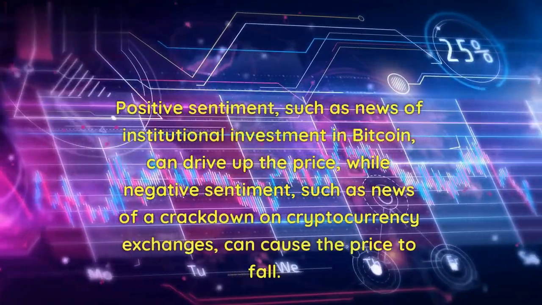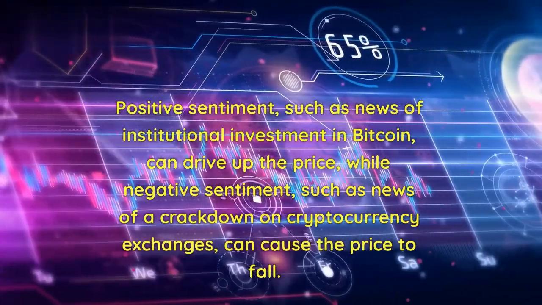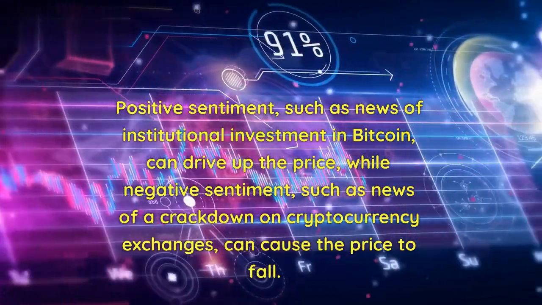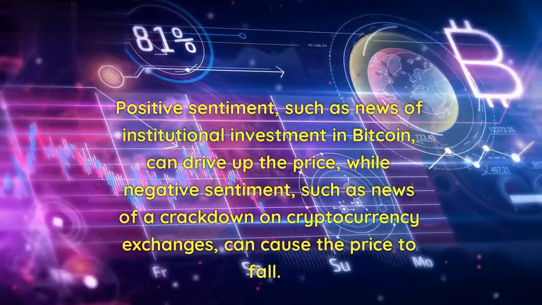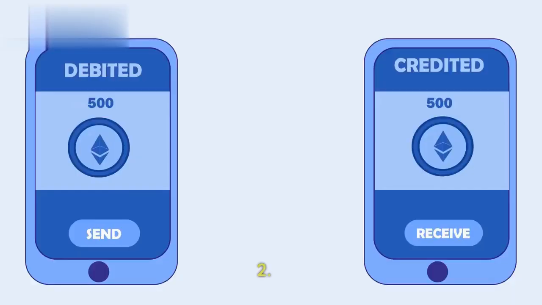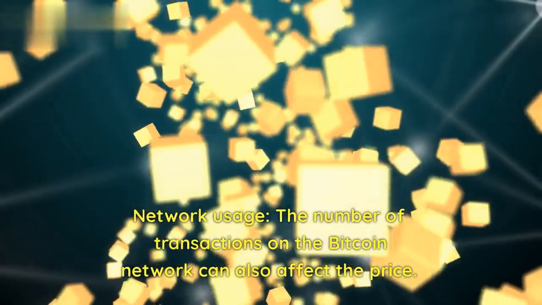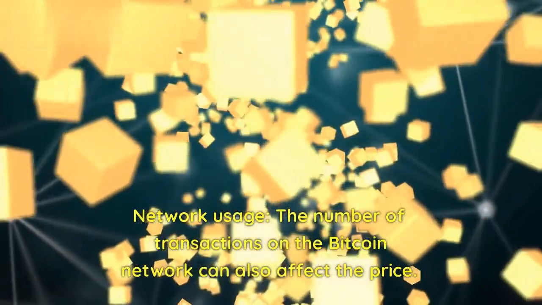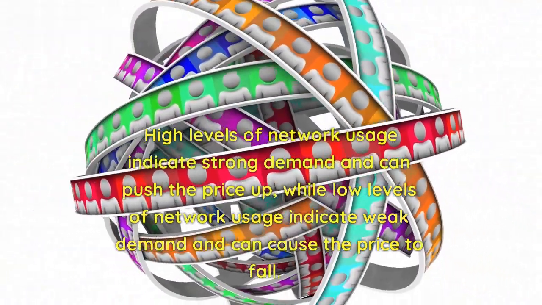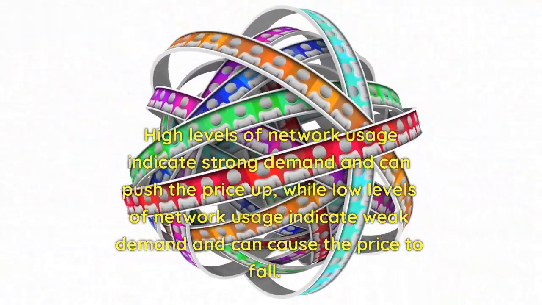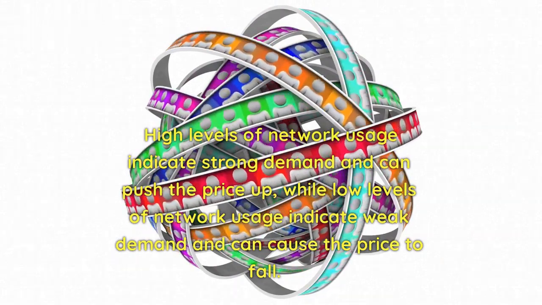Positive sentiment, such as news of institutional investment in Bitcoin, can drive up the price, while negative sentiment, such as news of a crackdown on cryptocurrency exchanges, can cause the price to fall. 2. Network usage. The number of transactions on the Bitcoin network can also affect the price. High levels of network usage indicate strong demand and can push the price up, while low levels of network usage indicate weak demand and can cause the price to fall.